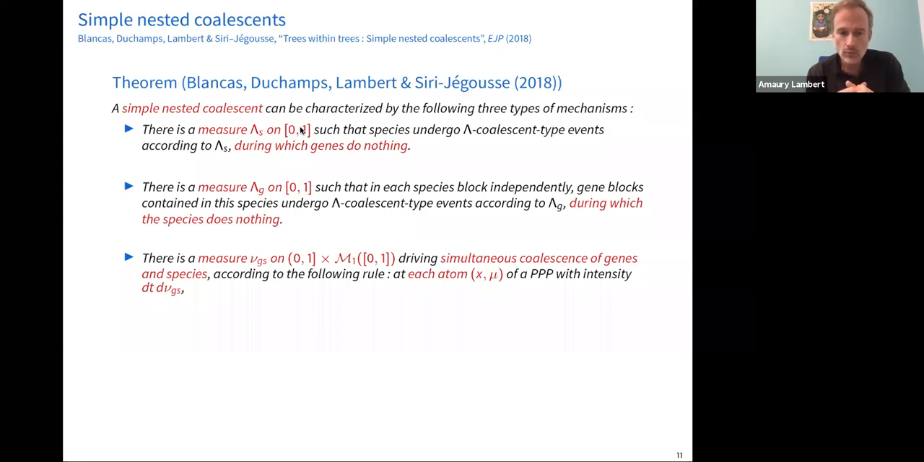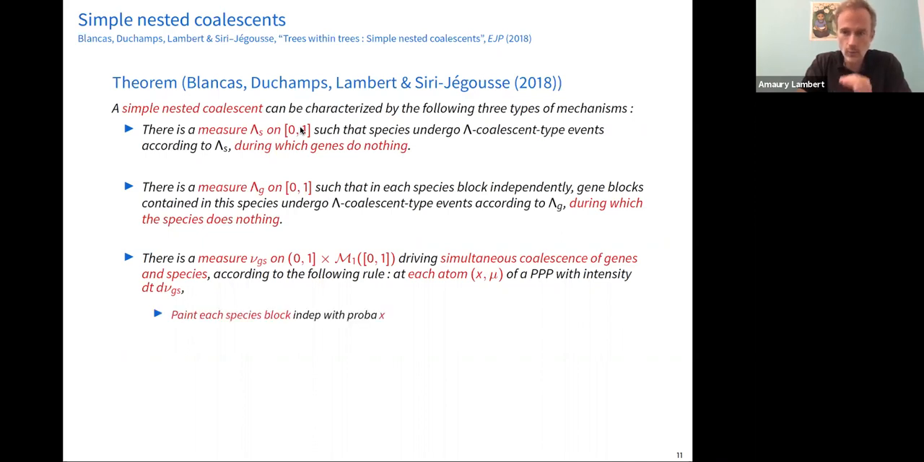There is a measure nu GS on 0,1 times M1 of 0,1, where M1 is the space of probability measures on 0,1, driving simultaneous coalescence of genes and species according to the following rule. At each atom T, x, mu of a Poisson point process with intensity dt d nu, T is the jump time, x is a probability, and mu is a probability measure on 0,1.